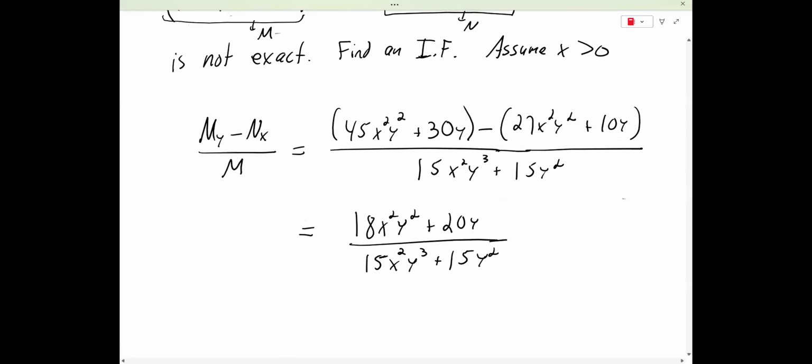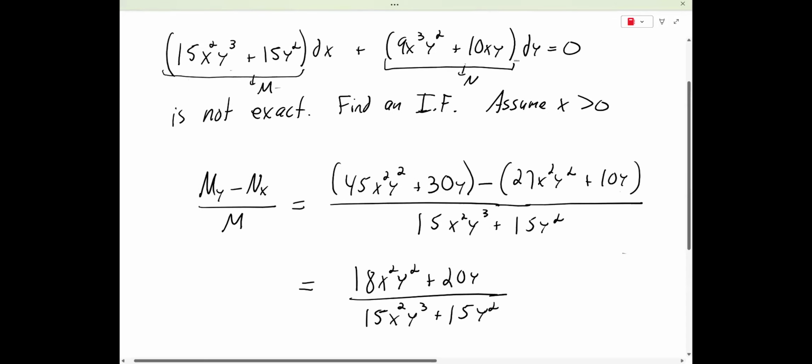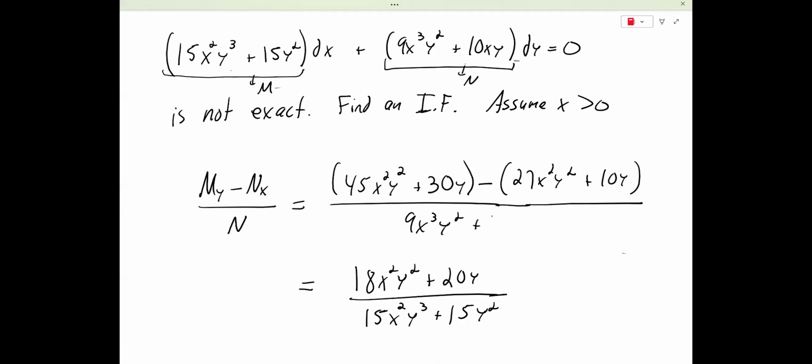wait a minute. Oh, my bad. I'm sorry, I messed this up. This should be an n. This is supposed to be an n down here. For this integrating factor check, this is supposed to be an n. I got my formula wrong. Sorry about that. So this is now 9x cubed y squared plus 10xy. That was looking so good there. Yeah, this is the formula here.